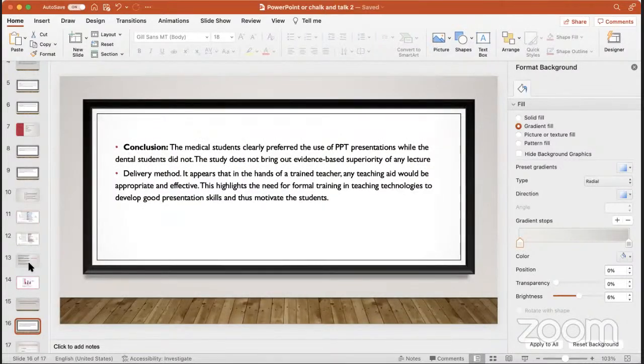So we come to the conclusion of the study, which shows that medical students clearly prefer the use of PowerPoint presentation, while dental students do not. The study does not bring out evidence-based superiority of any lecture delivery method. It appears that in the hands of a trained teacher, any teaching aid will be appropriate and effective. This highlights the need for formal training in teaching technologies to develop good presentation skills and thus motivate the students.